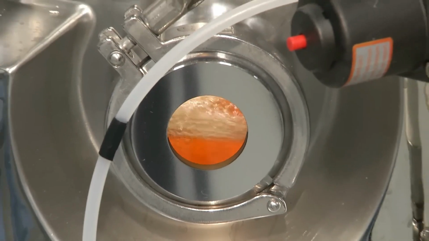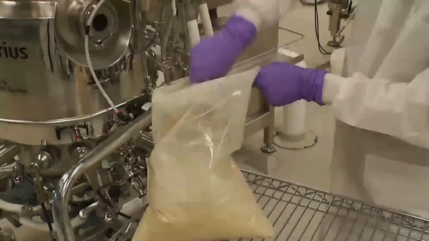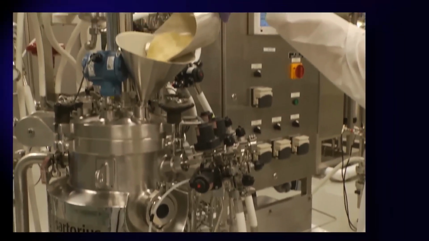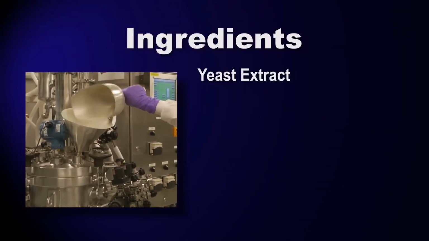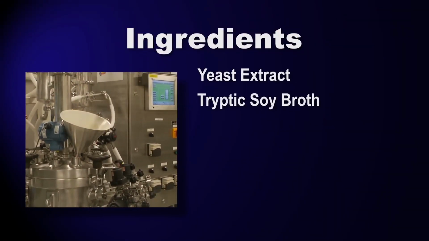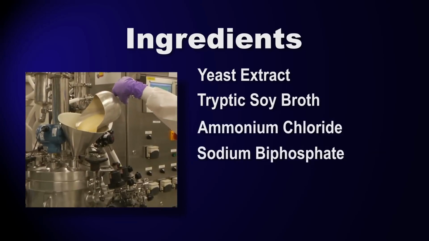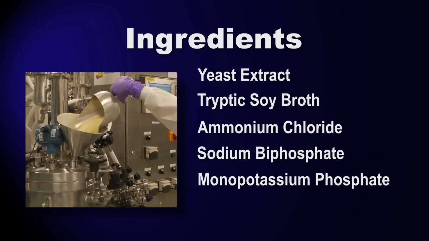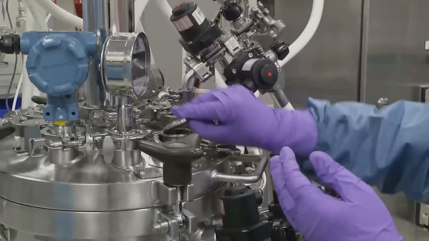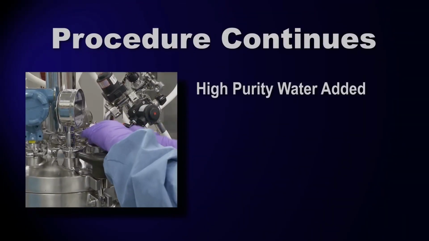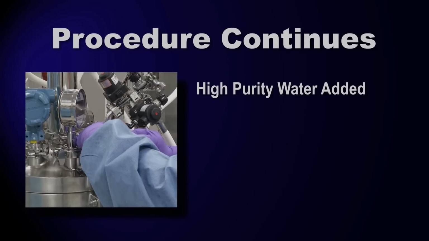The agitator is turned on, and the ingredients are added. Yeast extract, tryptic soy broth, ammonium chloride, sodium biphosphate, monopotassium phosphate, and an anti-foam compound. Once all the initial ingredients are in, another 10 kilograms of high-purity water is added.